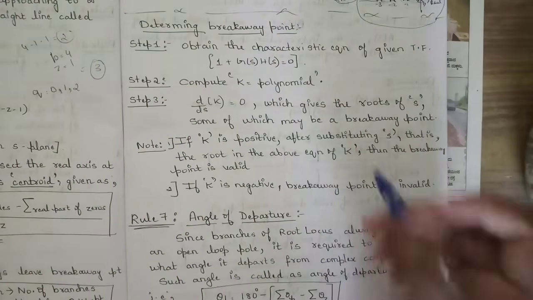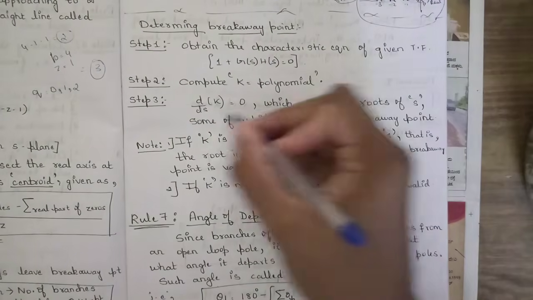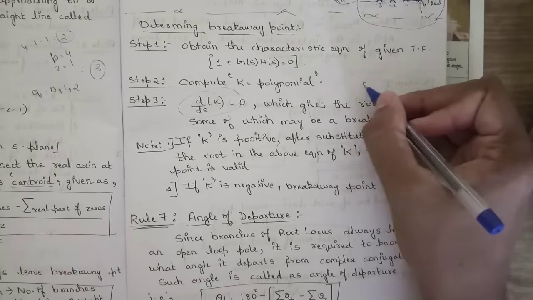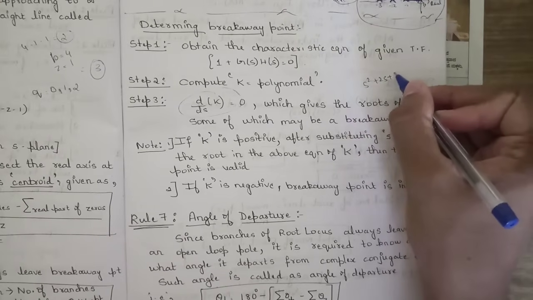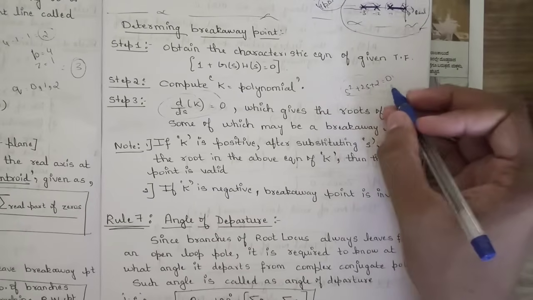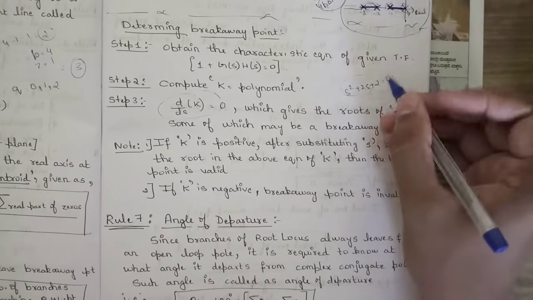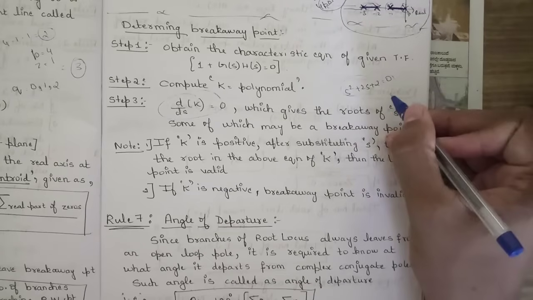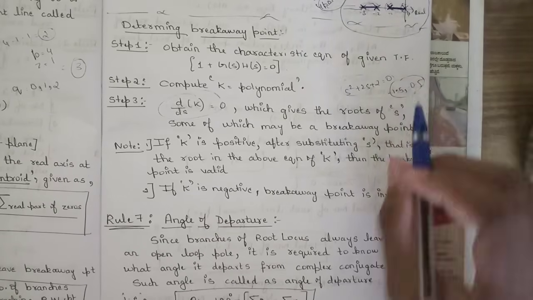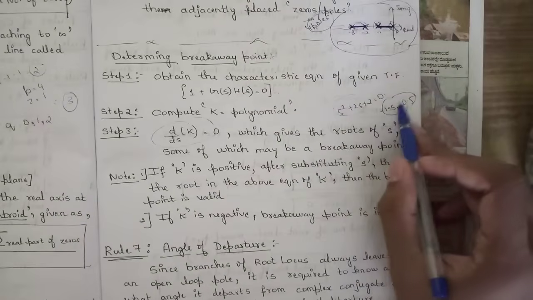For example, if we get a polynomial equation after putting dk by ds equal to 0 as s square plus 2s plus 2 equal to 0, now we need to find its roots. Let's consider that the roots we have obtained, roughly, are minus 1.5 and minus 0.5. Now we need to check the breakaway points. These are the two breakaway points which we got.